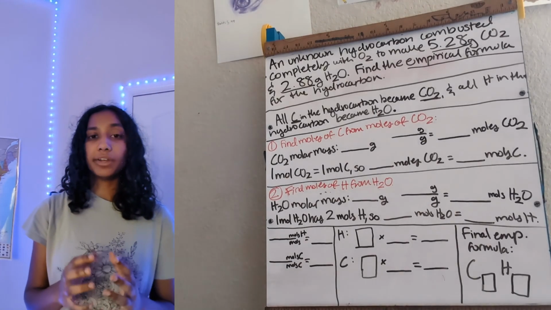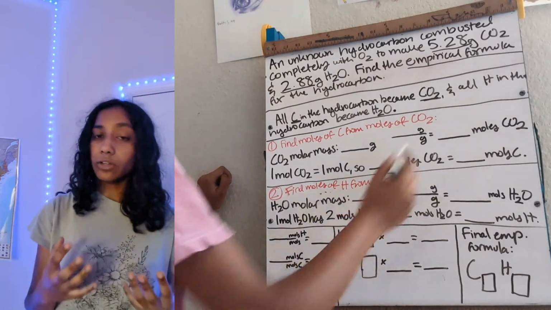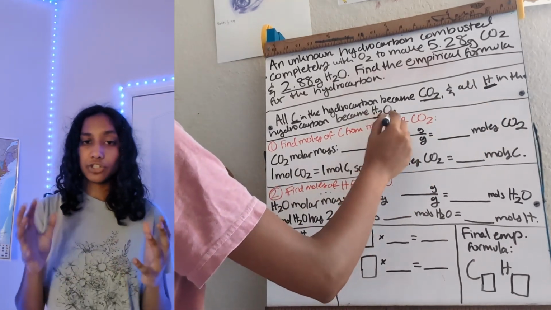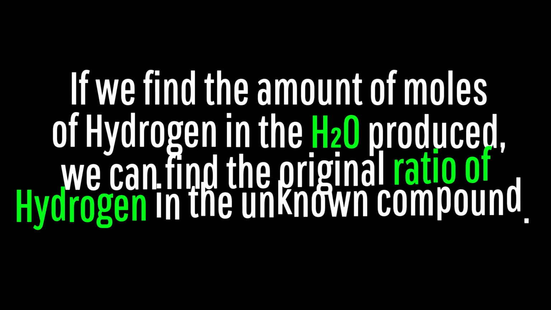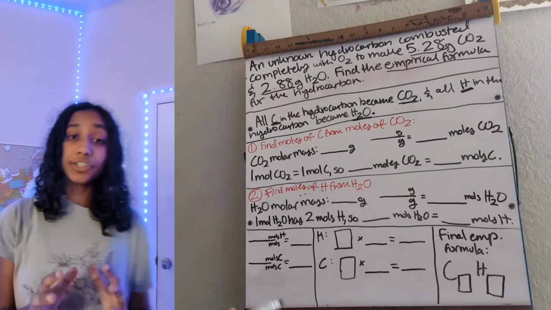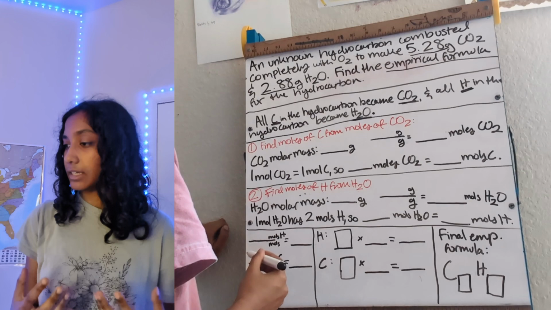Similarly, H2O is the only product in this reaction that has hydrogen. So all the hydrogen in our unknown compound was converted into the hydrogen in H2O. If we find the moles of hydrogen produced in H2O, we can find the original ratio of hydrogen in the unknown compound. So first, I'm going to start with finding the amount of moles of carbon from CO2.